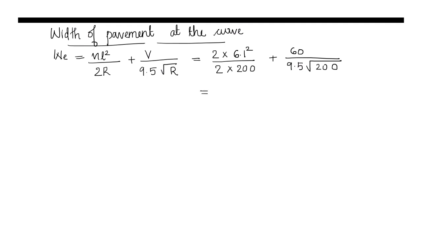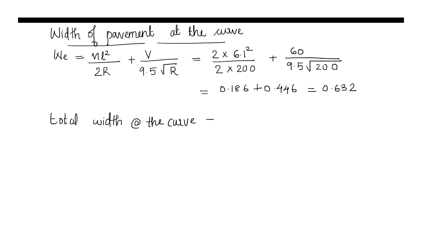and the extra widening is 0.196 plus 0.446, and that is equal to 0.632. And the total width at the curve is equal to width of road plus extra widening, that is 7 meter plus 0.632, that is 7.632 meters.